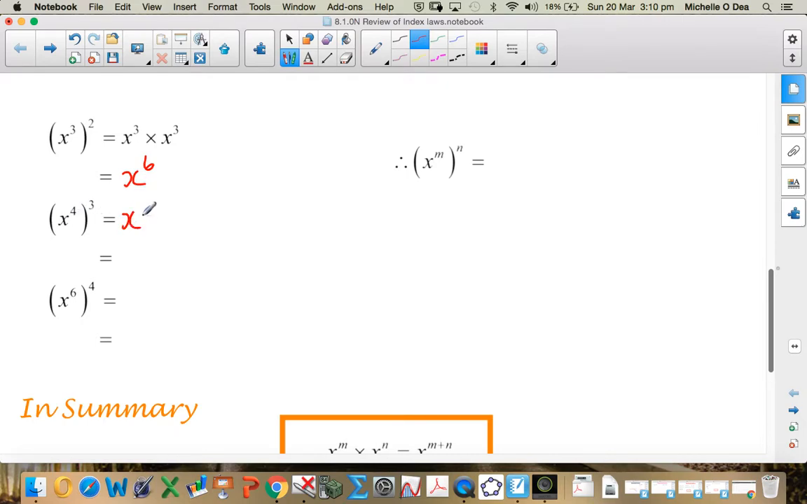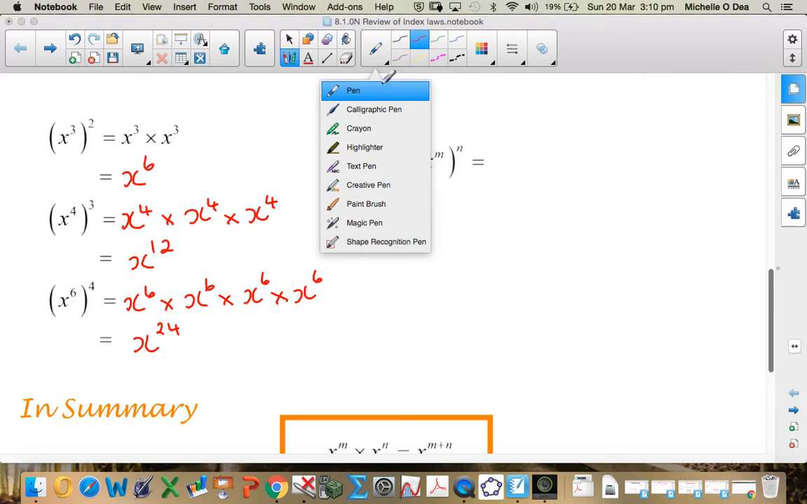So here, x to the 4 cubed, so that means x to the 4 times x to the 4 times another x to the 4. And again, using our addition rule, 4 plus 4 is 8, plus 4 is 12. So we get x to the power of 12. And lastly, x to the power of 6 to the power of 4, so we need that multiplied by itself 4 times. Again, using the addition rule, 6 plus 6 is 12, plus another 6 is 18, plus another 6 is 24. So we have x to the power of 24.